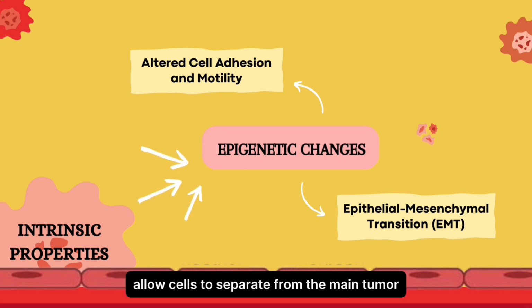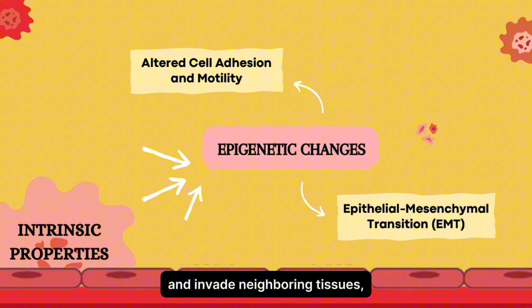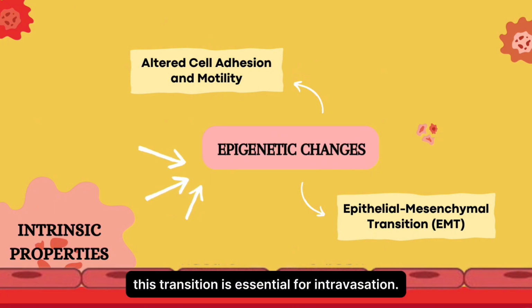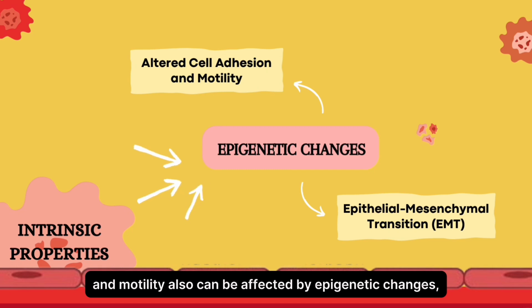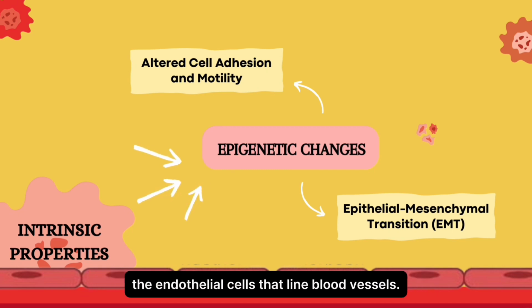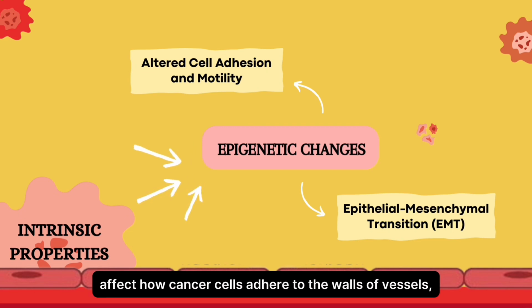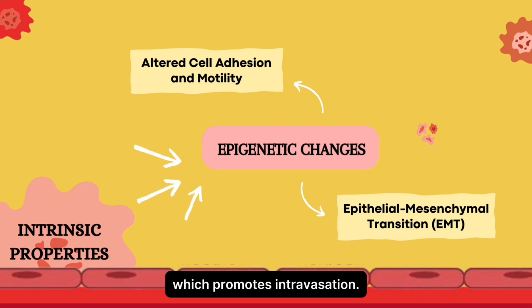Due to its ability to allow cells to separate from the main tumor and invade neighboring tissues, this transition is essential for intravasation. The expression of genes involved in cell adhesion and motility also can be affected by epigenetic changes, which may affect how cancer cells interact with the endothelial cells that line blood vessels. Variations in the expression of adhesion molecules affect how cancer cells adhere to the walls of vessels, which promotes intravasation.